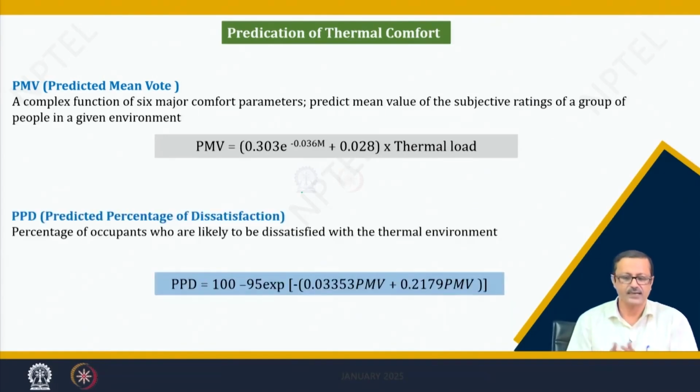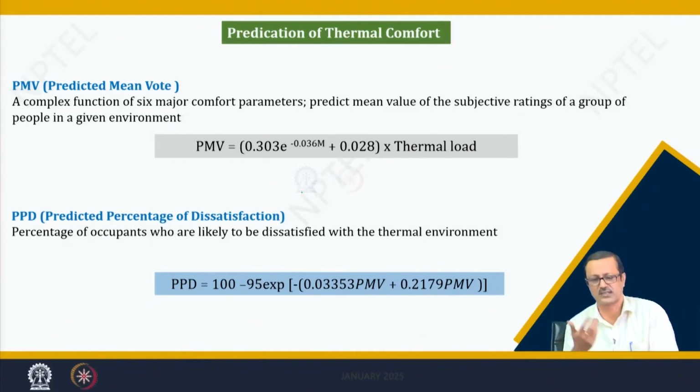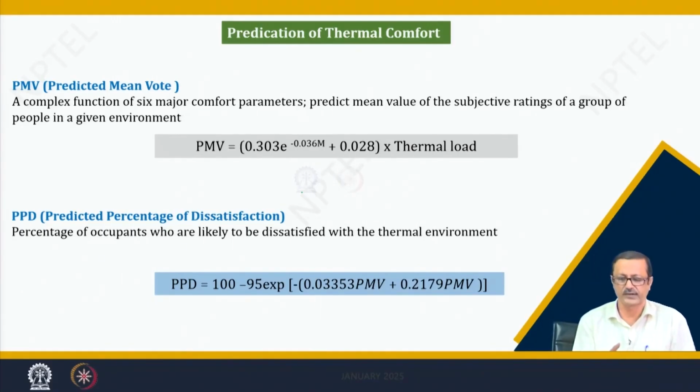And against that he also found out how people behave or how people find that particular scenario with a certain amount of PMV, predicted mean vote, and how much percentage is dissatisfied. So, that is called PPD, predicted percentage dissatisfied, and it is linked with the PMV in an exponential way, as 100 minus 95 exponential of this PMV.